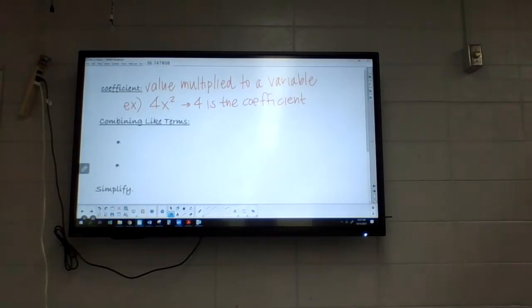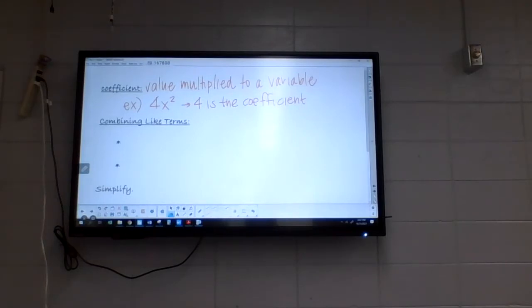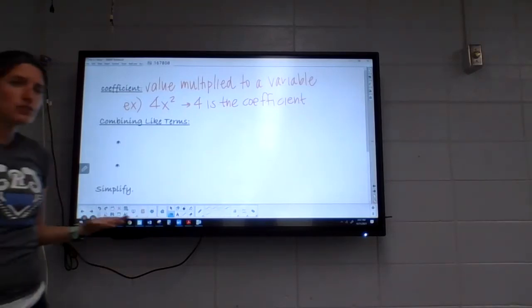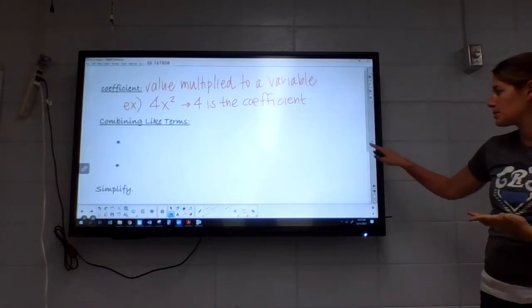So in 4x to the second power, 4 would be called the coefficient. The x would be called either the variable or the base, and then 2 would be our exponent, but right now we really care about that coefficient, the number in the front. The reason for that is when we combine like terms, we're going to add and subtract the coefficients of like terms.